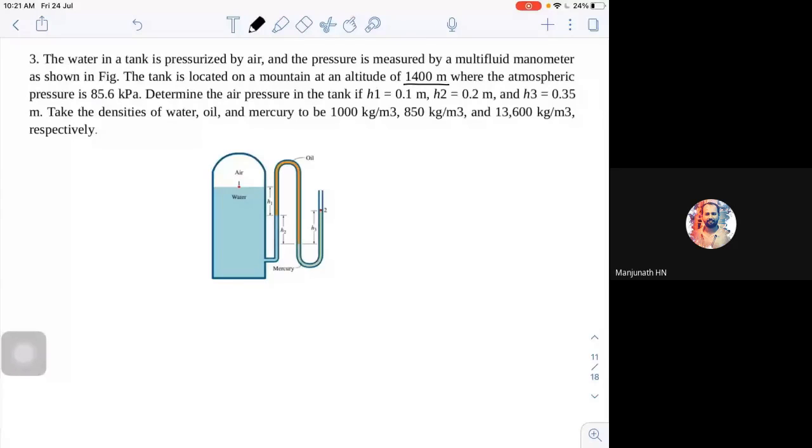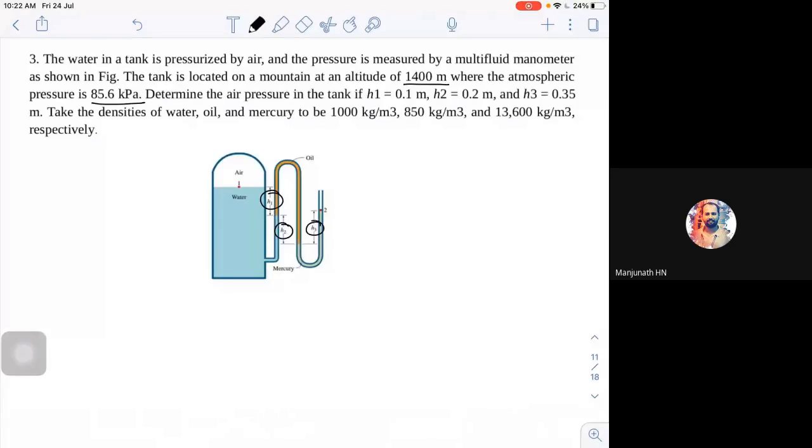So maybe I have some kind of a data handbook where, depending upon my altitude, I'll be able to get my atmospheric pressure as an input. Determine the pressure in the tank if H1 is equal to 0.1 meters, H2 is equal to 0.2 meters, and H3 is equal to 0.35.